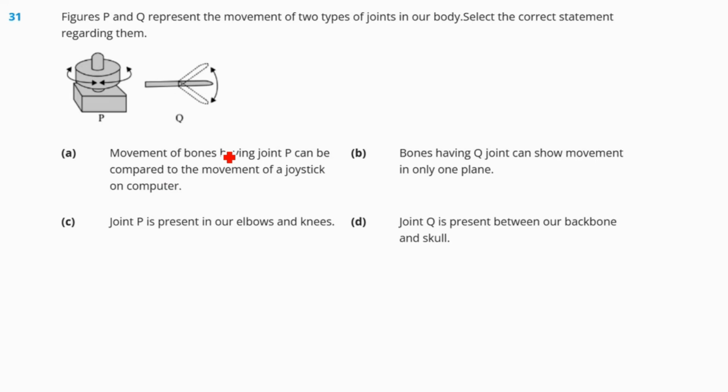B says bones having Q joint can show movement in only one plane. Yes, this is correct because hinge joint, it shows movement in only one plane, the joint that is present in our elbow and in our knees.